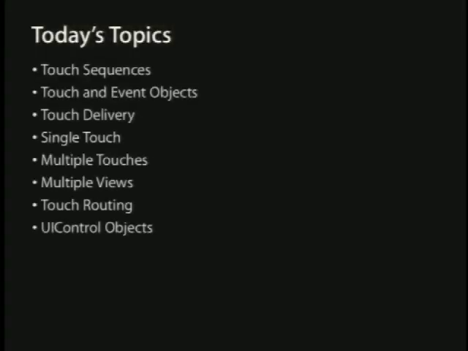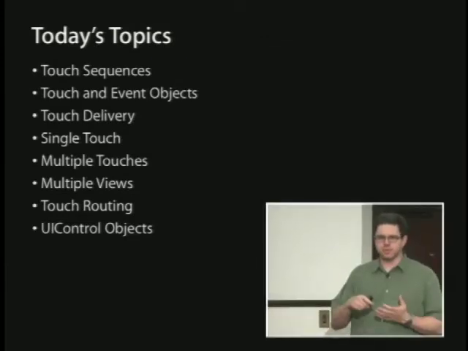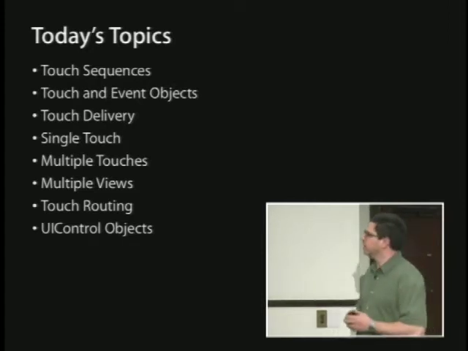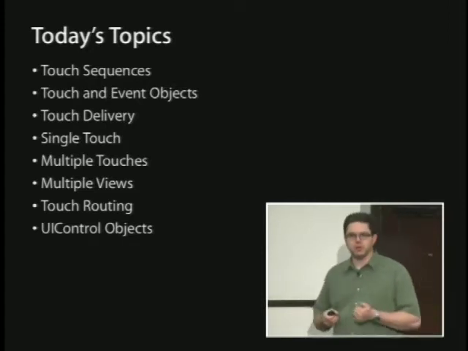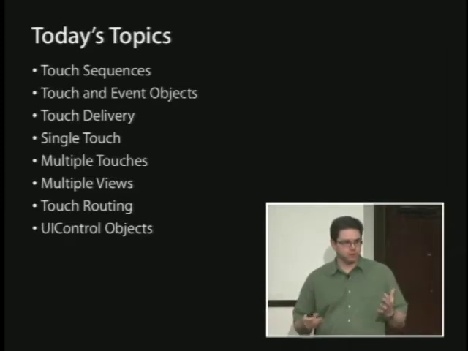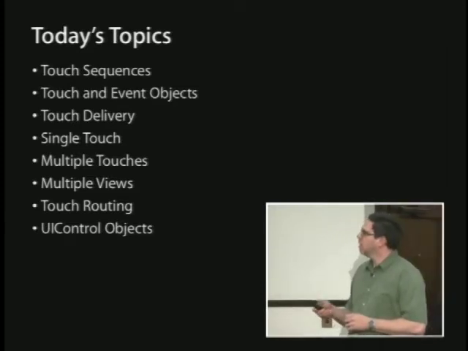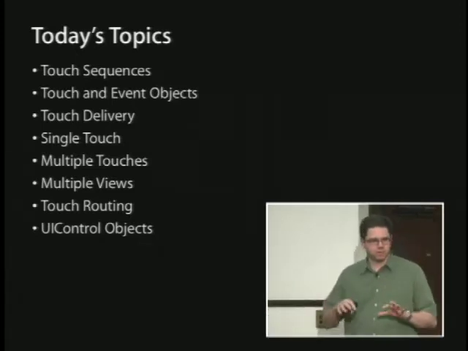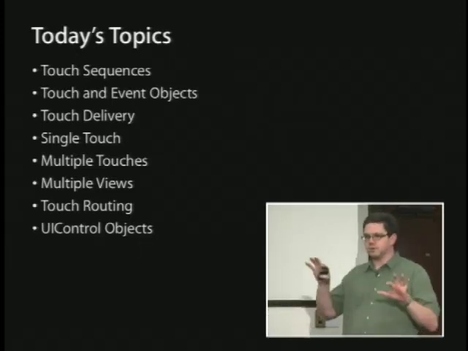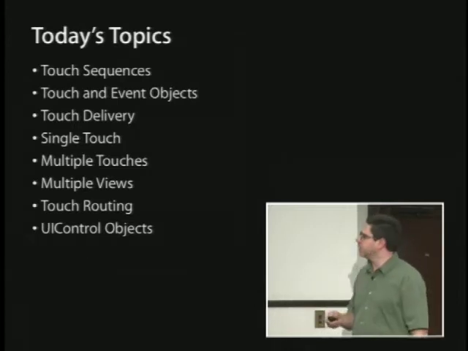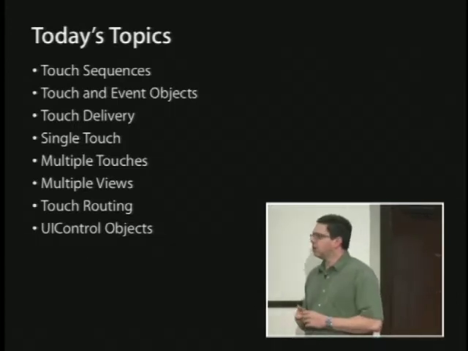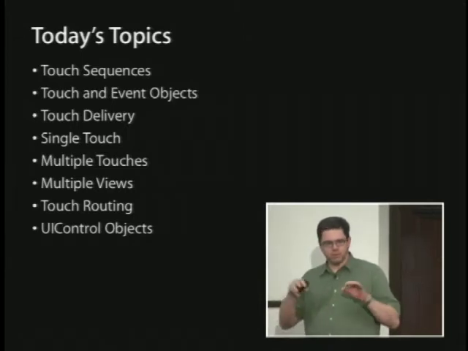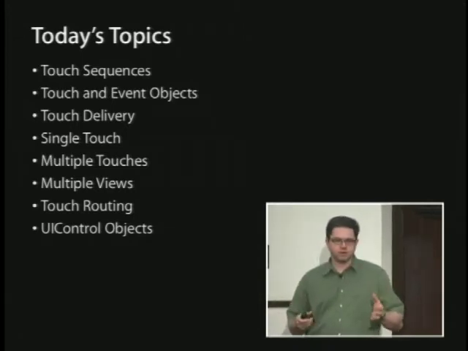So we're going to talk about a few different things today. We're going to talk about a full touch sequence: what happens as the user's finger comes down, moves around on the screen, and then lifts. How the touch is represented and delivered to your application. And we'll talk about single touch sequences, multi-touch sequences if multiple fingers are on the screen, and what happens if those fingers are in different views or different objects on the screen. We'll talk a little bit about how the touches are routed within the application to the views you're interested in.